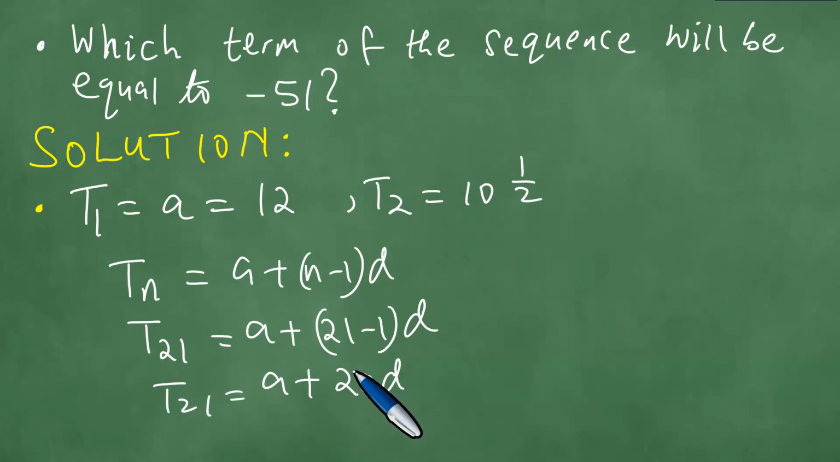We're looking for the 21st term, and now, what is a and what is d? This is the formula we must use. We use the Tn, and because it's the 21st term, we have replaced n by 21. What is a? a is 12. But we don't know d as well. We must find the numerical value of d to plug into the equation. So now we proceed as follows.